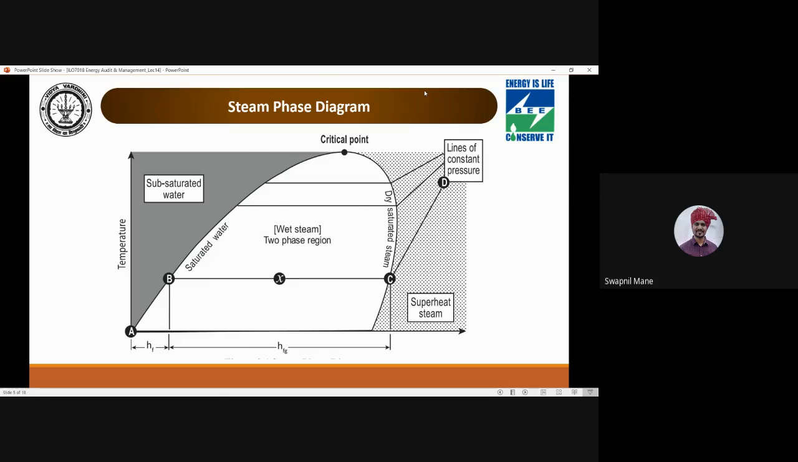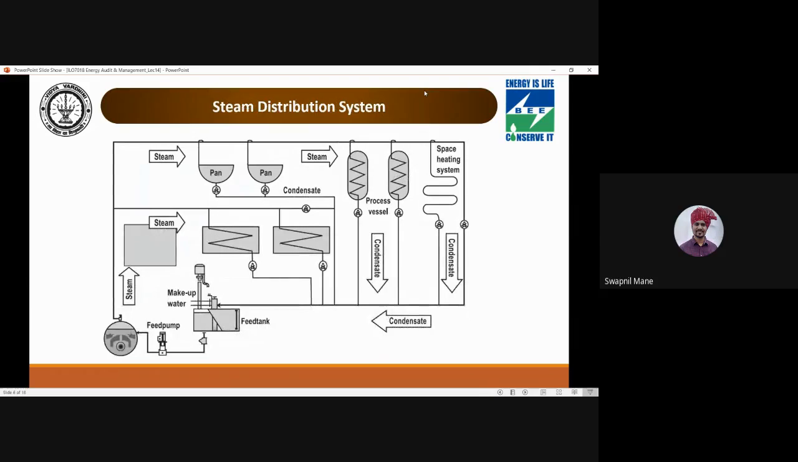Right, so moving further. This is a typical steam distribution system in which you have one main steam generator. This is a boiler, we can say, and from this boiler we will collect the steam. This main pipe, which carries the steam from the steam generator to the system, is called the main header, or the steam mains.